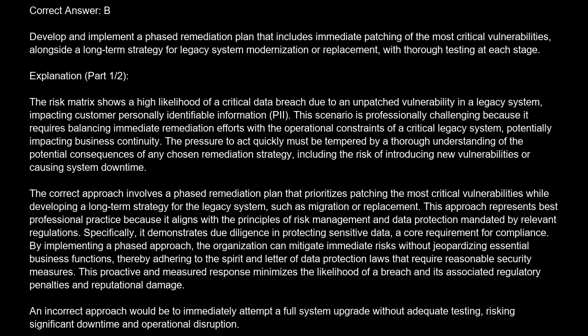Correct answer is B. Develop and implement a phased remediation plan that includes immediate patching of the most critical vulnerabilities, alongside a long-term strategy for legacy system modernization or replacement, with thorough testing at each stage. Explanation: the risk matrix shows a high likelihood of a critical data breach due to an unpatched vulnerability in a legacy system, impacting customer personally identifiable information, PII.